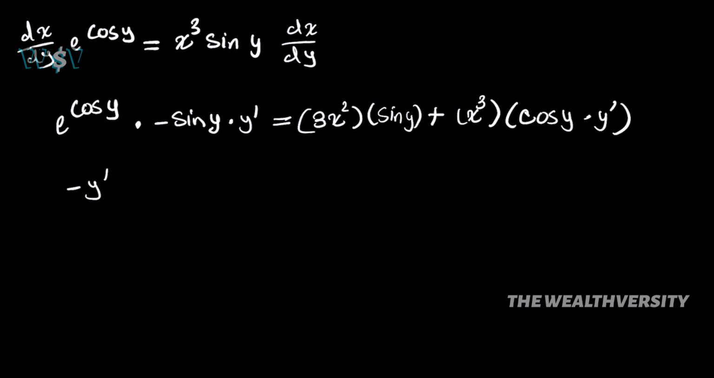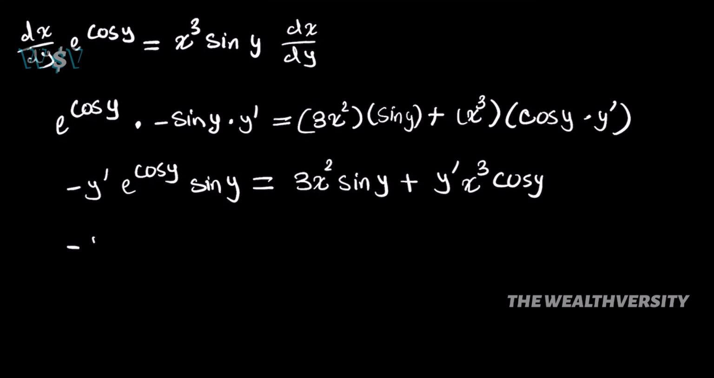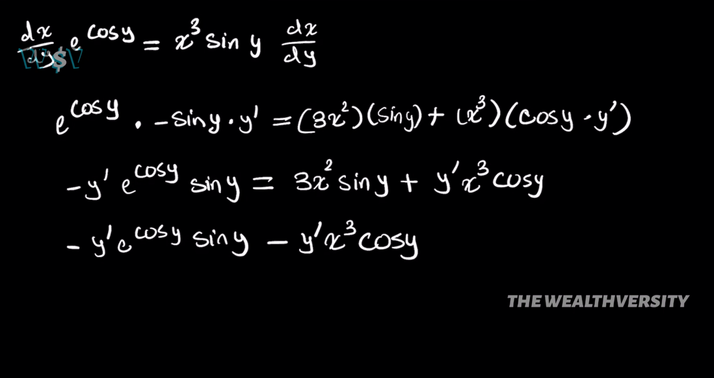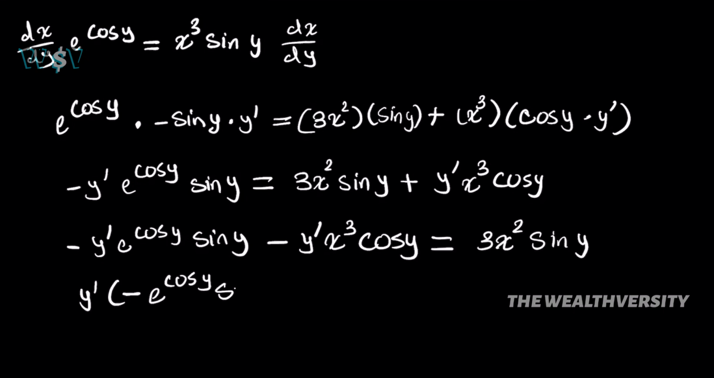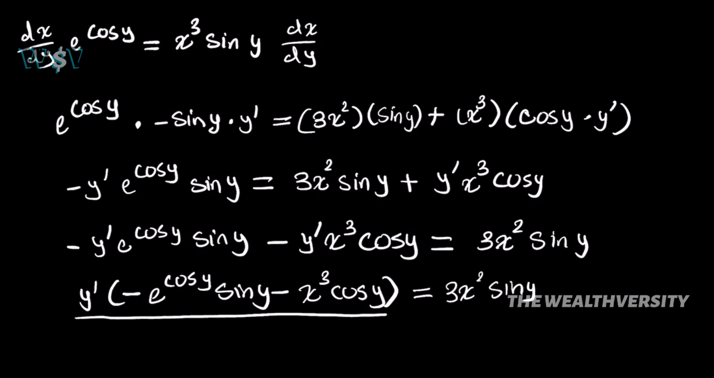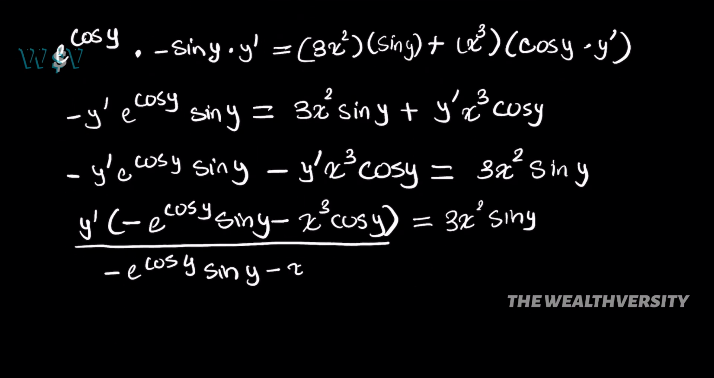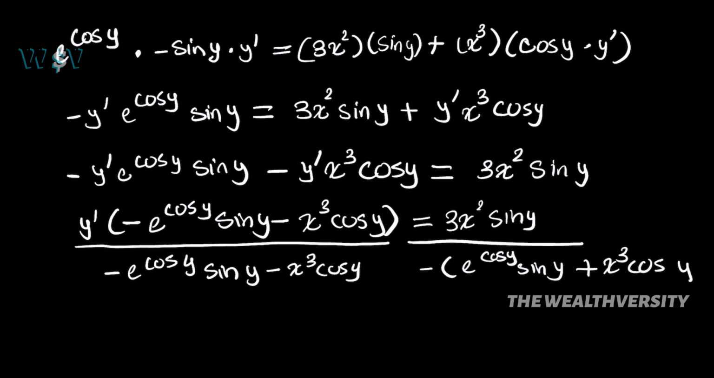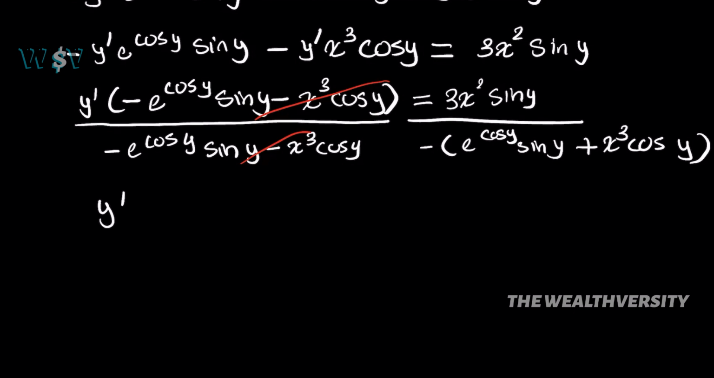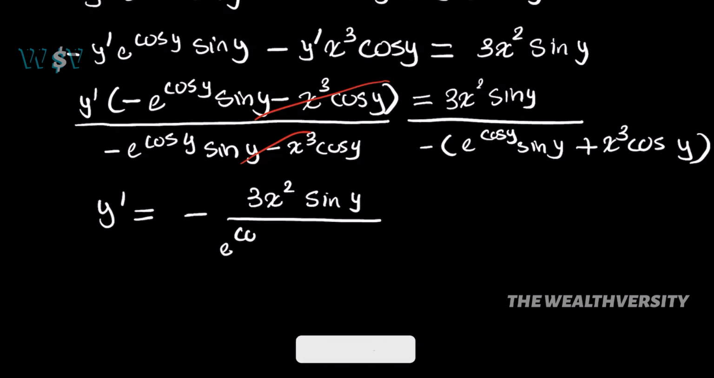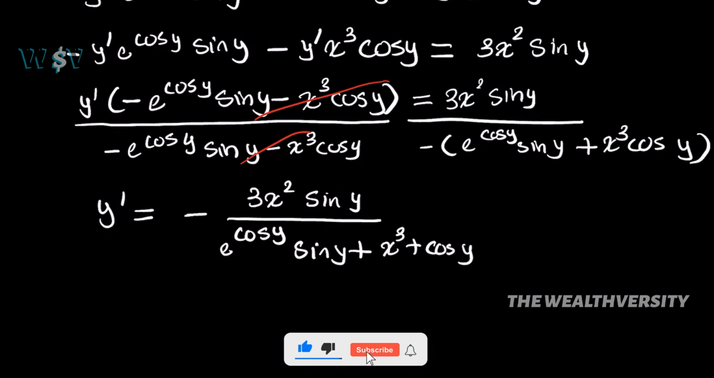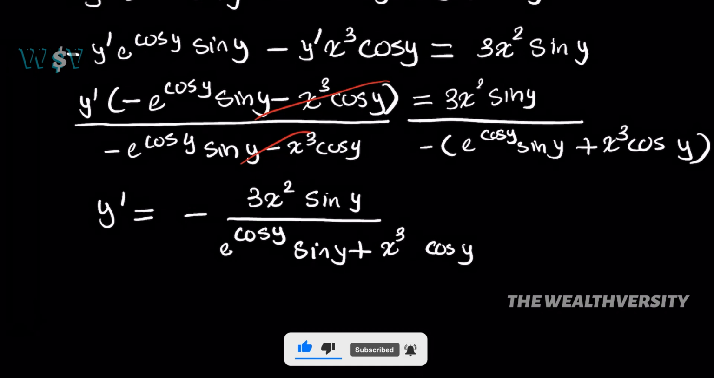Now we have negative y prime times e to the power of cosine y times sine y is equal to 3 times x squared times sine y plus y prime times x cubed times cosine y. Let's move all terms that include y prime to the left side so we can factor and isolate it. After factoring the y prime out, we divide both sides by negative e to the power of cosine y times sine y minus x cubed times cosine y, so y prime is isolated. Our final answer is y prime is equal to 3 times x squared times sine y divided by e to the power of cosine y times sine y plus x cubed times cosine y.